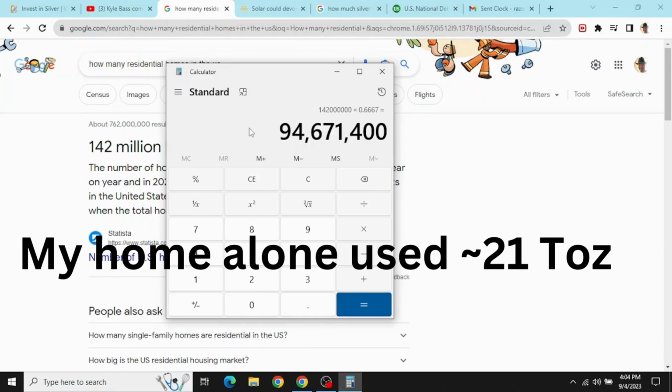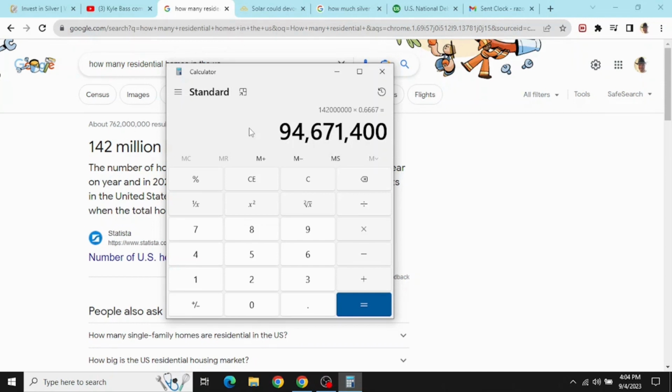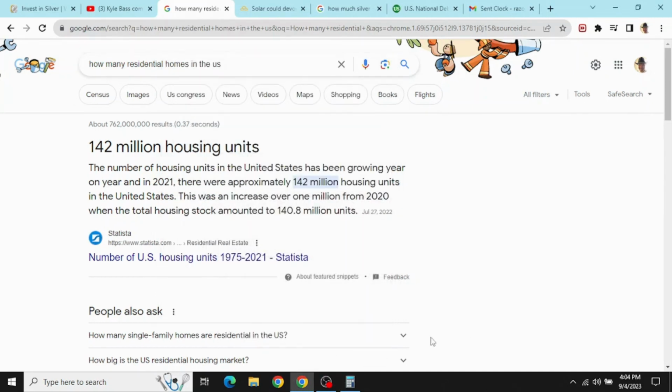Just for my household alone, I'm not going to do the math in front of us here, but just imagine each home in America needs at least 32 panels per rooftop. And obviously it's going to be a lot more, and some will be less, but the supply and demand, the need for silver, is going to be just absolutely crazy.